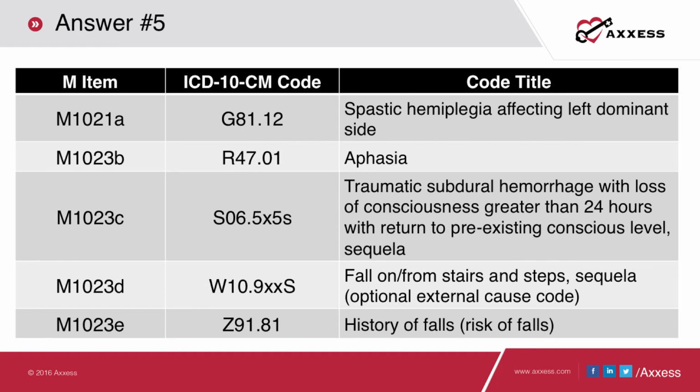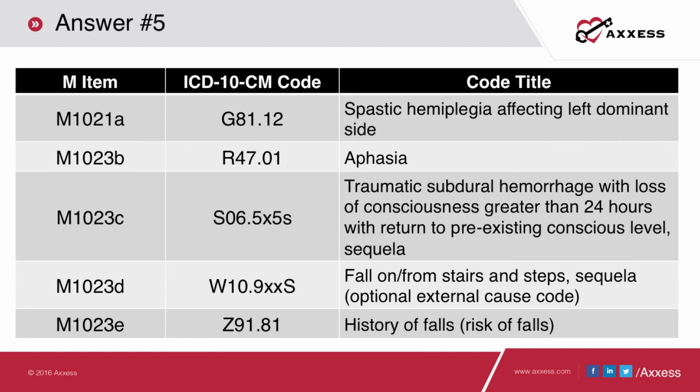Then we have S06.5X5S, traumatic subdural hemorrhage with loss of consciousness greater than 24 hours with return to pre-existing conscious level sequela. But the main thing you need to remember in this case is that the subdural hemorrhage, we're not treating actively the hemorrhage. In this case, that hemorrhage has resolved, so we're treating a sequela. That's why we put an S in the 7th position on the 3rd code.